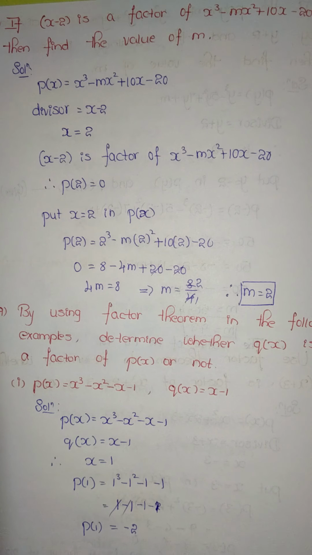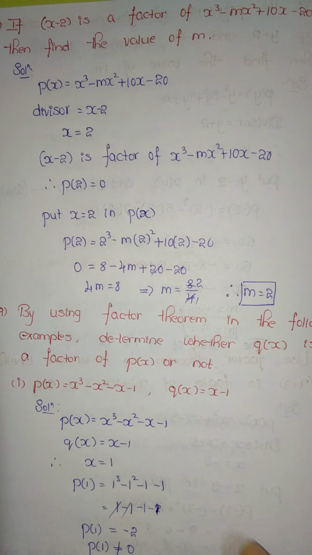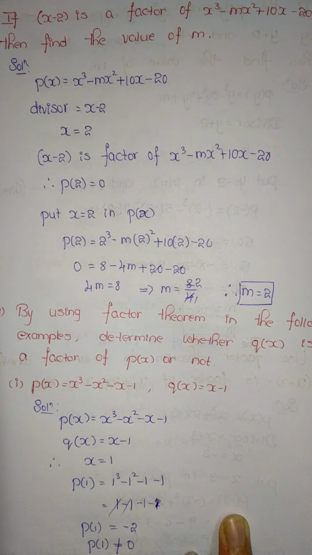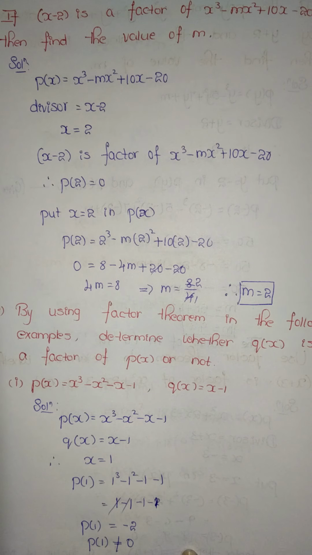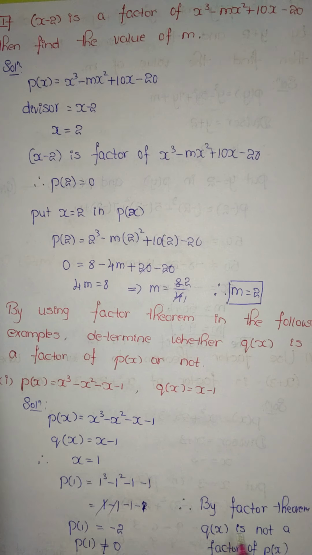Which is not equal to 0. So if it is not 0, then what is the answer? By the factor theorem, q of x is not a factor of p of x. So at the end write down: therefore, by factor theorem, q of x is not a factor of p of x, because here p of 1 is not equal to 0. If 0 had come, then we could write that q of x is a factor of p of x. So it completes question number 1 of 9. So next, question number 2.